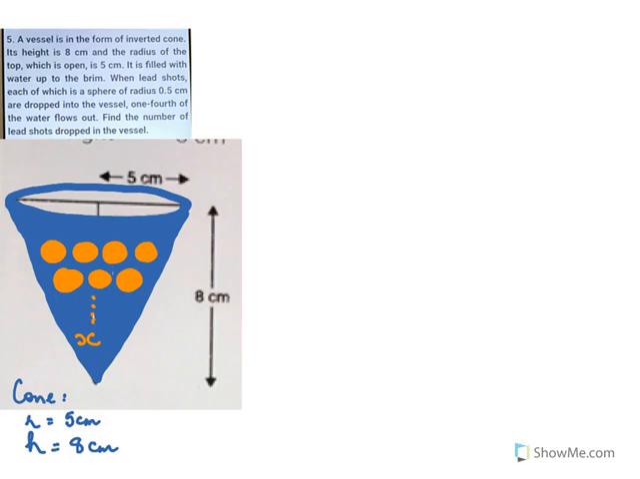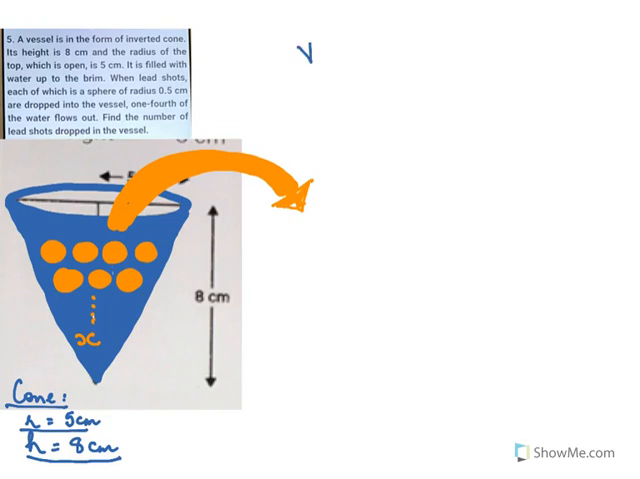And because this lead shot has been put into the cone, what do you expect? You expect the water to overflow. The water will now overflow, will fall out of the cone. This is the water that is overflowing from the cone. Let's get back to the dimensions. So we had, this is the cone, radius 5 centimeters and height 8 centimeters.